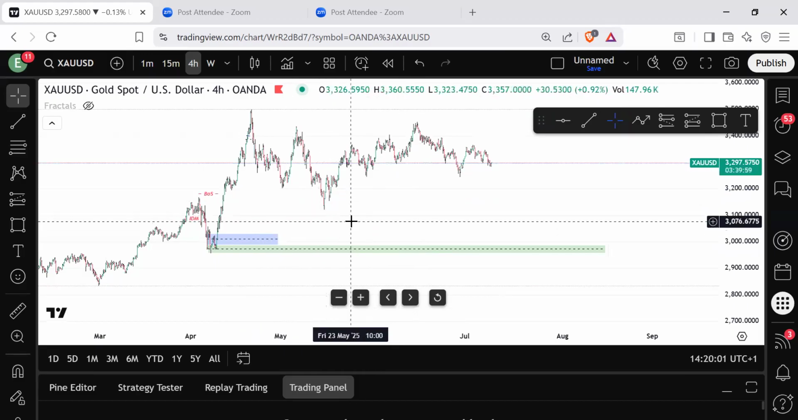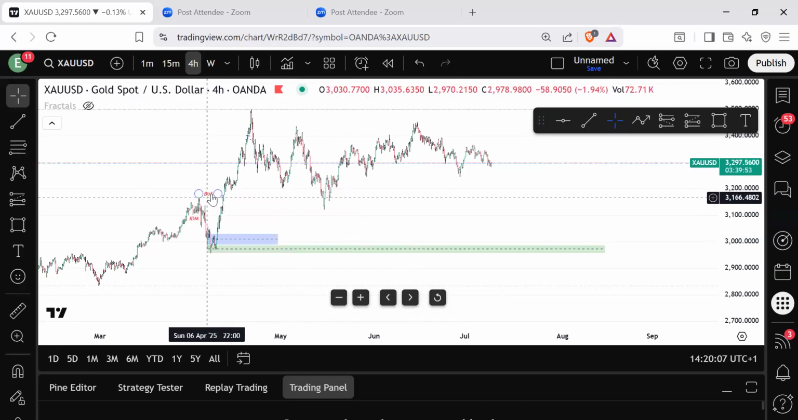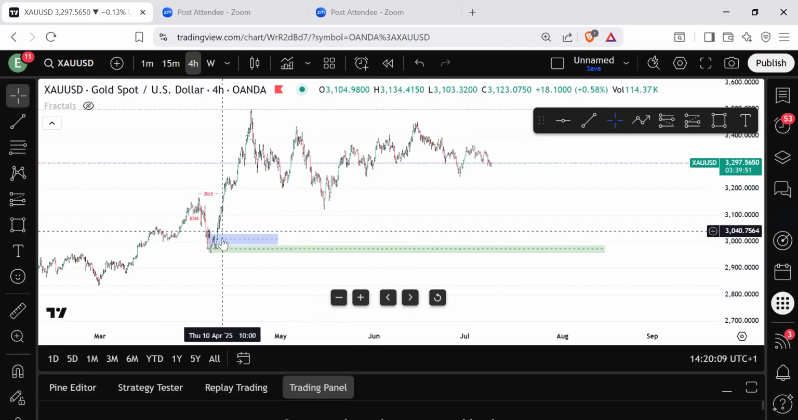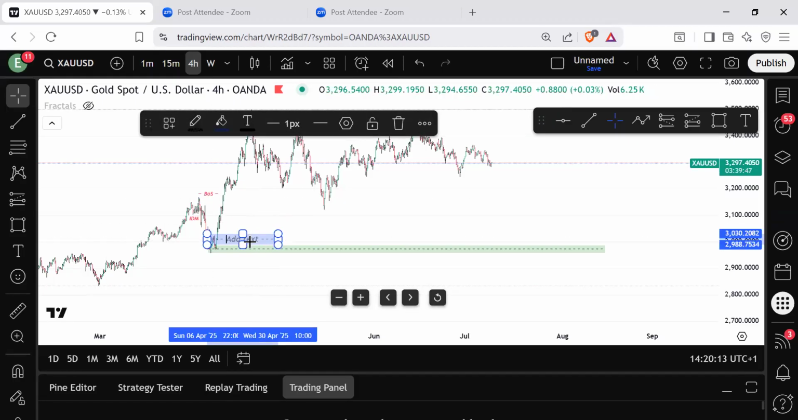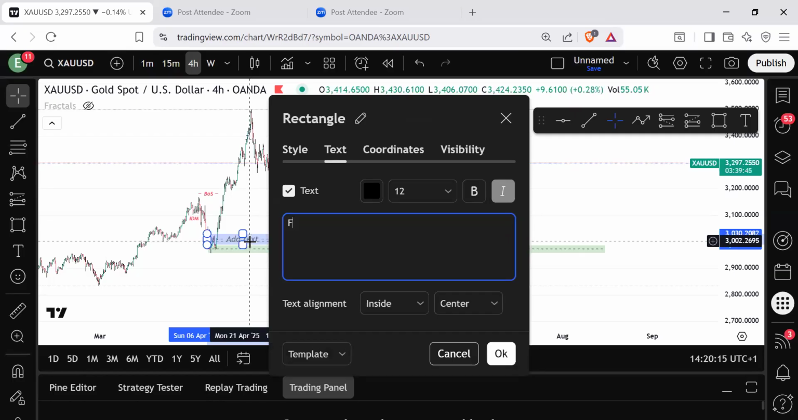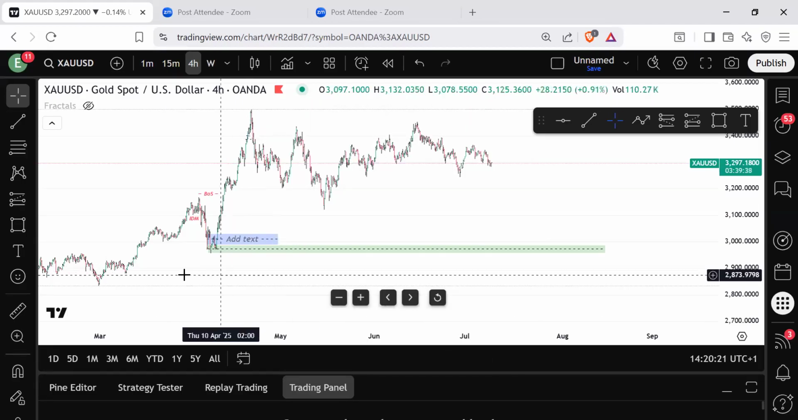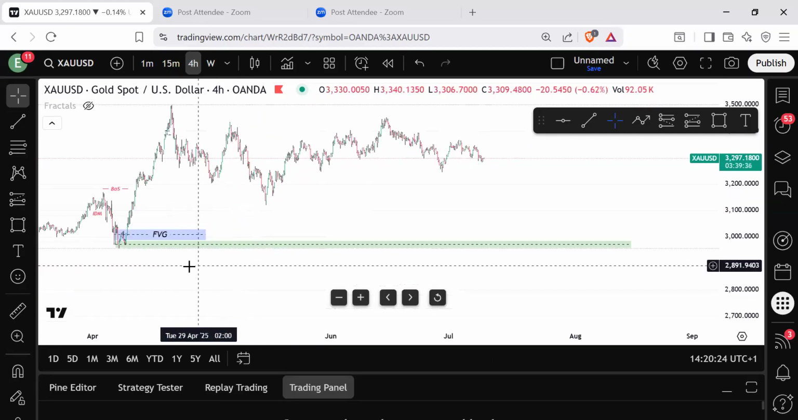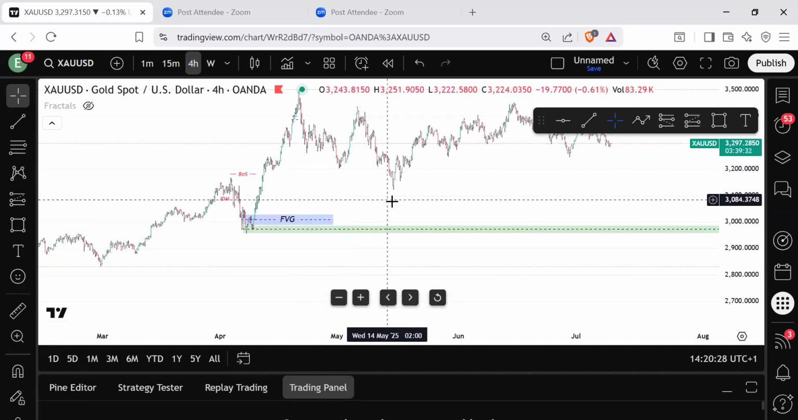Before we can say this zone is valid, the first thing is break of structure. Second thing is fair value gap. I'll use FVG to represent that. The last thing is unmitigated.